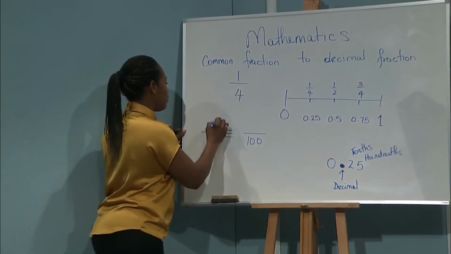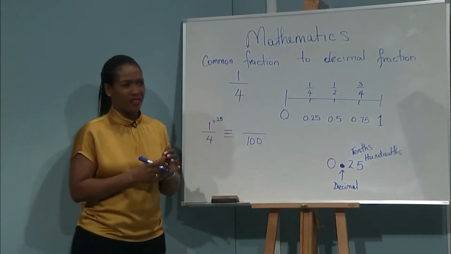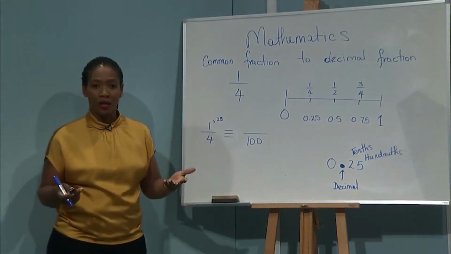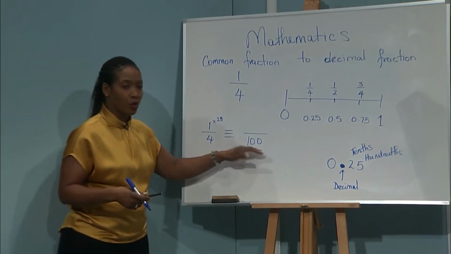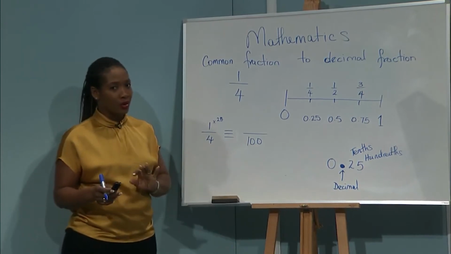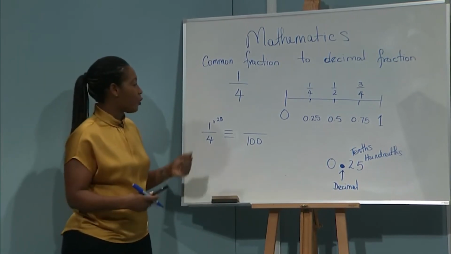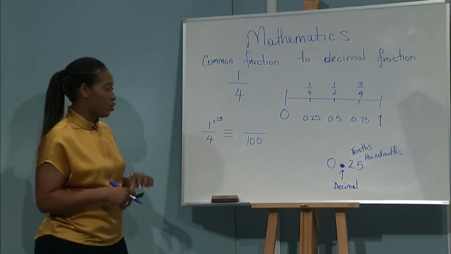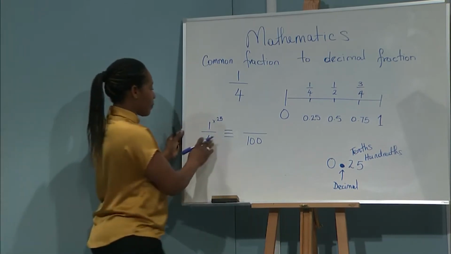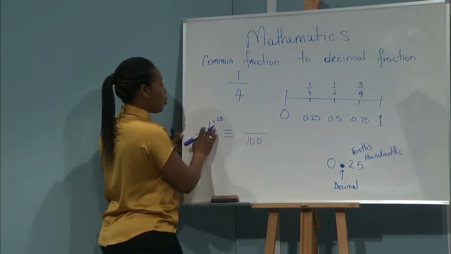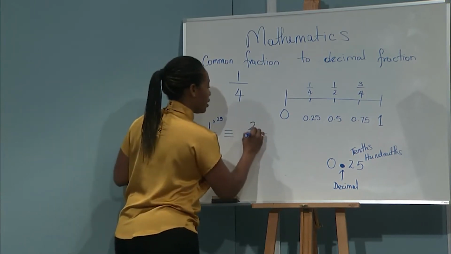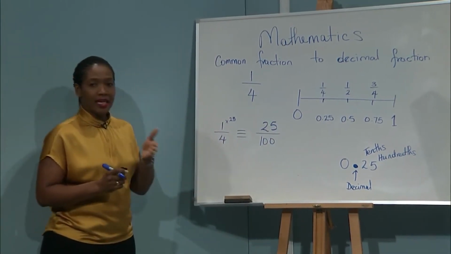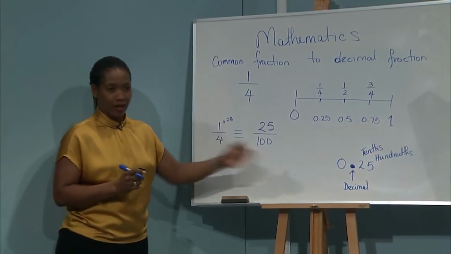So 25, why am I using 25 to multiply the 1? That means I would have had to multiply 4 by 25 to get it to 100. And you should now know that once you are finding an equivalent fraction, whatever is done to the denominator must be done to the numerator. So I have to do the same thing. So 4 is now 100. So 1 multiplied by 25 gives me 25. So what I'm saying is a quarter is equivalent to 25 hundredths.